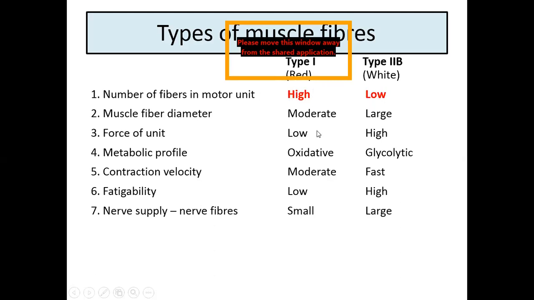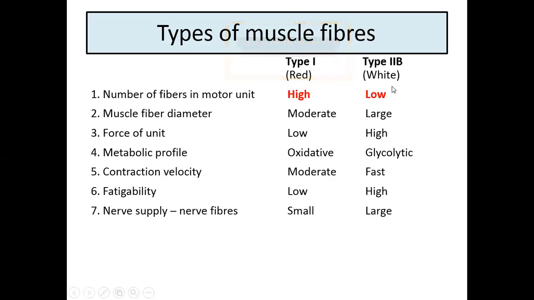The muscle fiber diameter, we have seen; the force is low; the metabolic profile is oxidative versus glycolytic. The contraction velocity, meaning the speed with which they contract, is moderate in type 1 and fast in type 2B fibers. Fatigability is low in type 1 and high in type 2B.